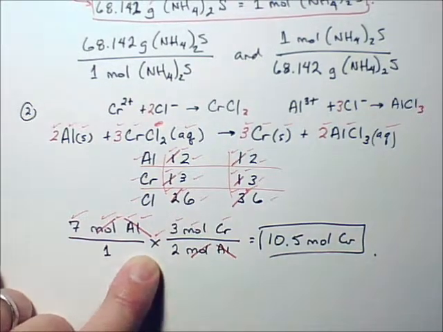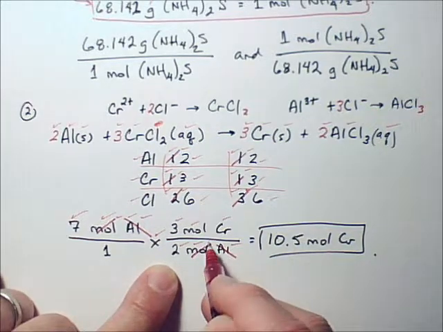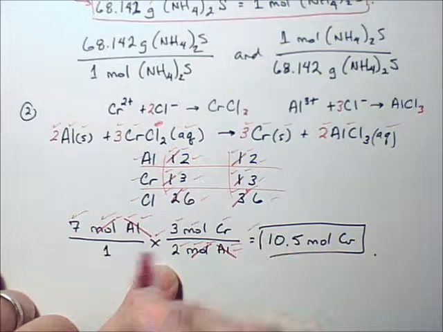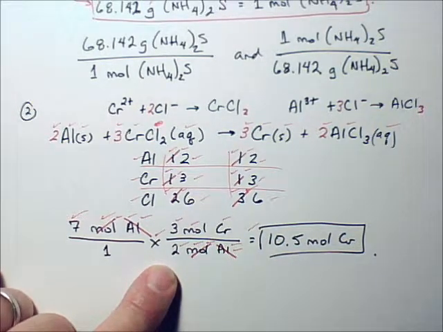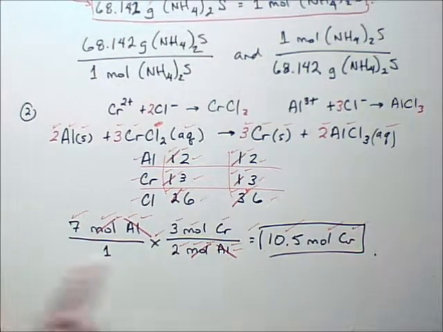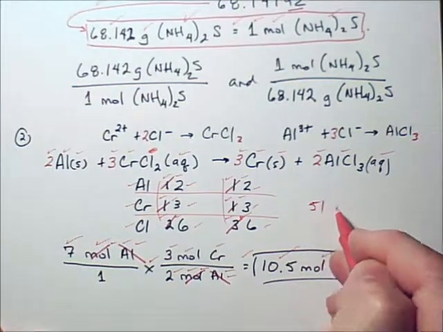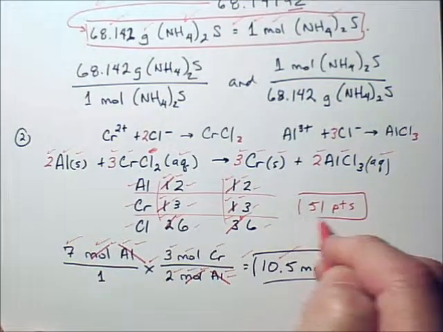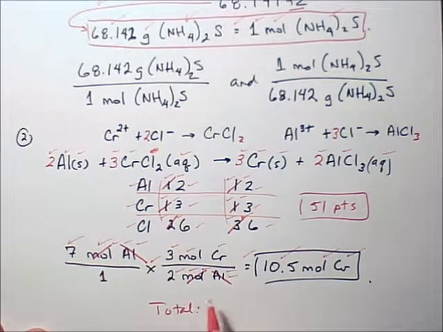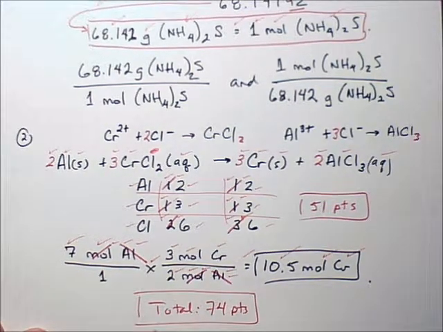3 moles of chromium, each of those is worth a point. 2 moles of aluminum is worth a point, plus canceling out moles and aluminum is worth a point. The equal sign, that's important. Okay? And then 10.5 and moles and chromium is worth a point. Now I've counted that right. That means that this part is worth 51 points. The other was 23. So the total for the entire homework is 74 points. That makes sense?